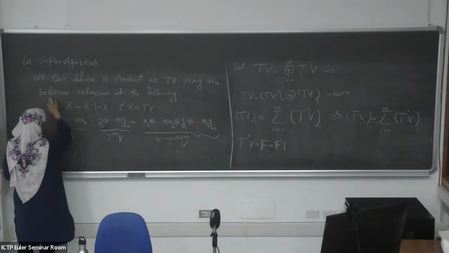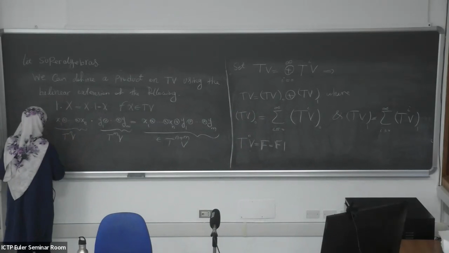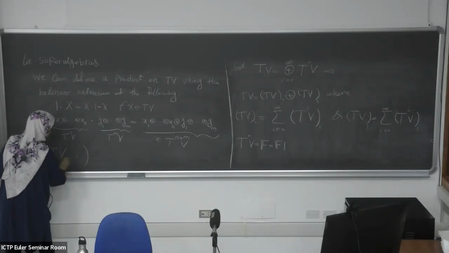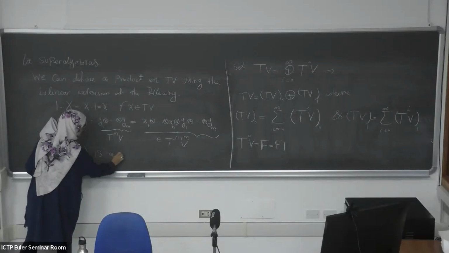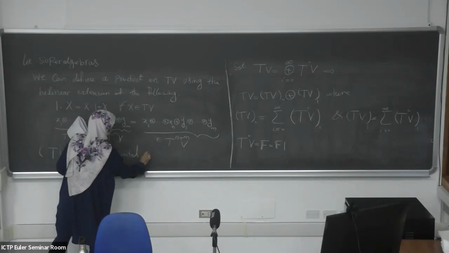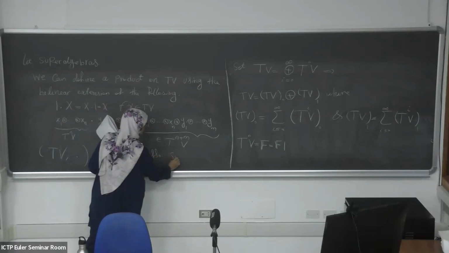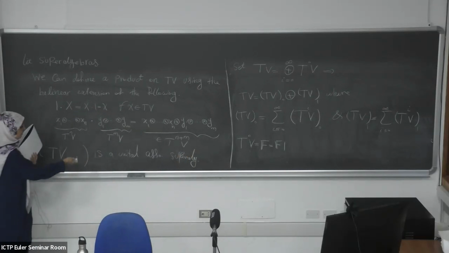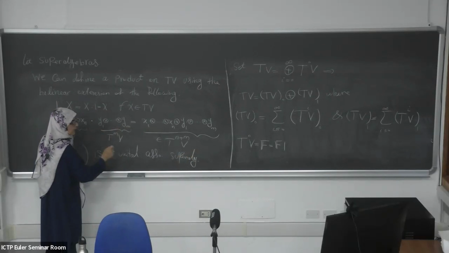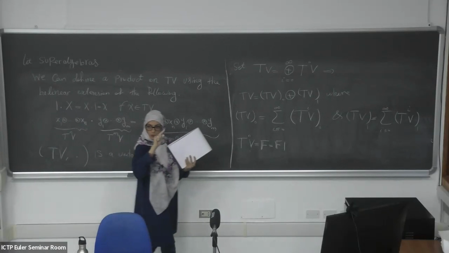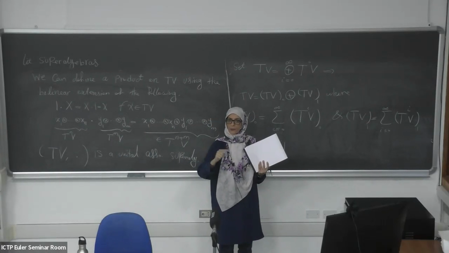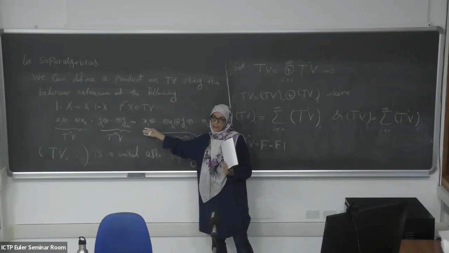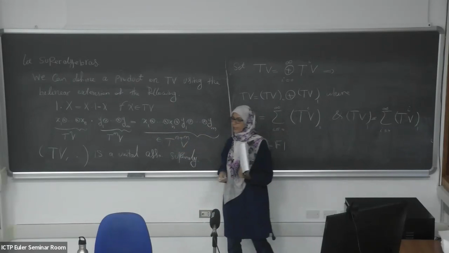Okay? And then we extend it bilinearly, and TV together with this product is a unital associative superalgebra. And from the definition, it is clear that compatibility happens. You remember, I told you, if A is a superalgebra, A_i A_j must be an element of A_{i+j}, and I defined it in the way that such a thing happens. Okay.